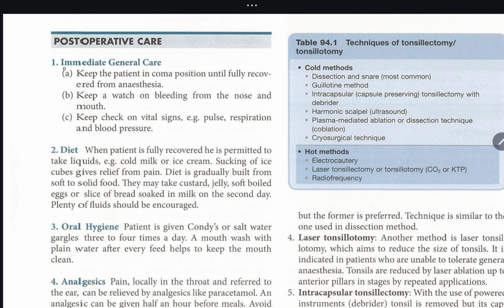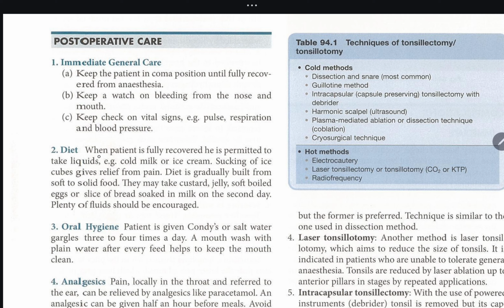Post-operative care. 1. Immediate general care. A. Keep the patient in coma position until full recovery from anesthesia. B. Keep a watch on bleeding from the nose and mouth. C. Keep check on vital signs, example, pulse rate, respiratory rate and blood pressure.